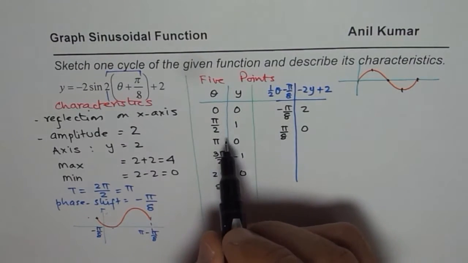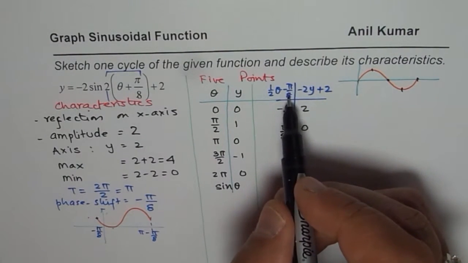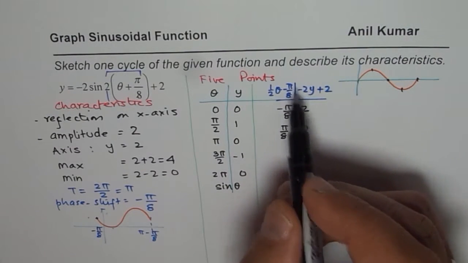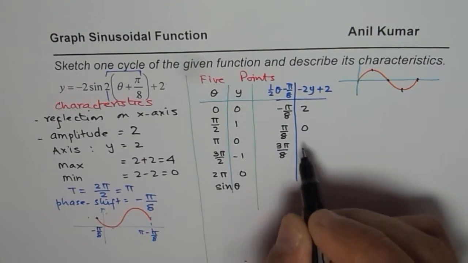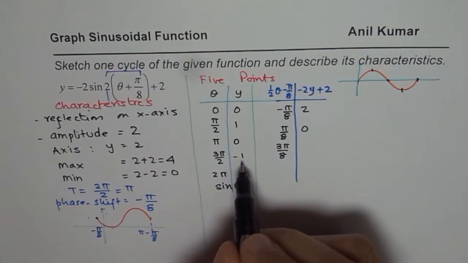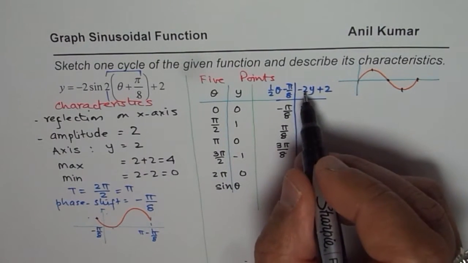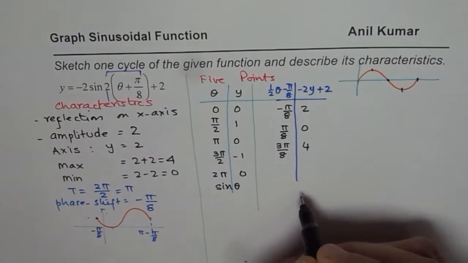Here pi. So half of pi is pi by 2. From pi by 2, if you take away pi by 8, you get 4 minus 1, 3 pi by 8, right? So you get 3 pi by 8. And the value will be minus 2. Minus minus becomes plus. So plus 2, which is going to be 4, right?